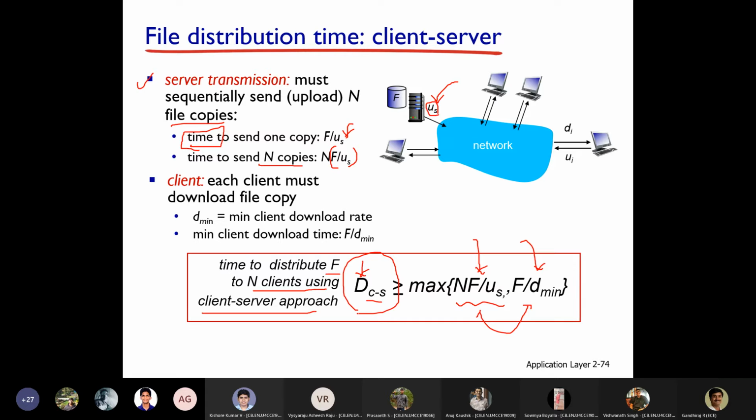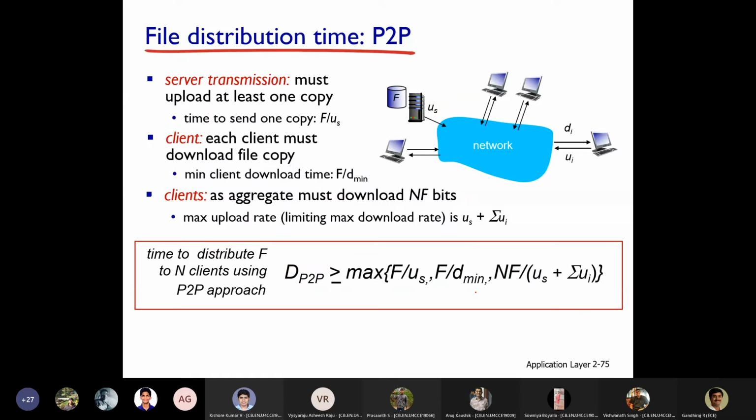This is the way we can calculate this. It is decided based on the client-server channel capacity, as per the dmin which we discussed, the uploading and downloading capacity. That is going to decide it. So it increases linearly in n. Now we can see another parameter, file distribution time in P2P.